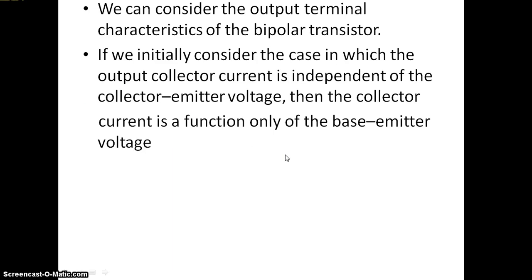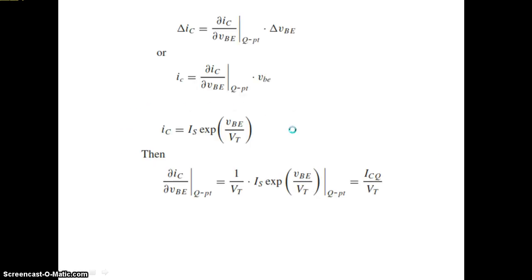Now we consider the output terminal characteristics of the bipolar transistor, and we are going to see one effect called the Early effect. If we initially consider the case in which the output collector current is independent of the collector emitter voltage, then collector current is only a function of base emitter voltage.